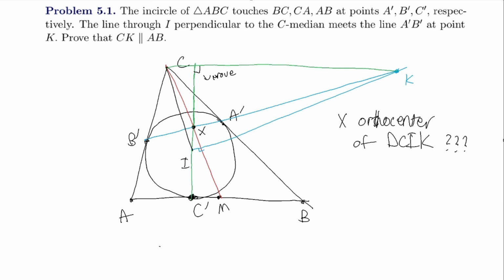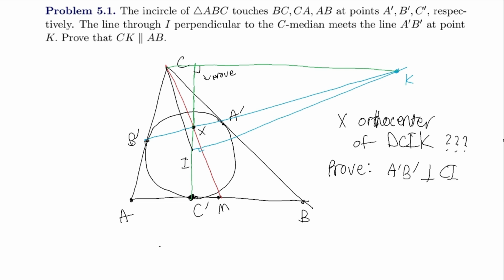And what other way to prove it than just prove that X lies on the other altitude? Because we know that X lies on one altitude because this line here is perpendicular to the C median. So if we can prove it lies on the other altitude, we're set. Now, what is this other altitude? Well, we know that KX is just the line A'B'. So if we can show that A'B' is perpendicular to this line CI, then we're set. So we want to prove now that A'B' is perpendicular to CI.